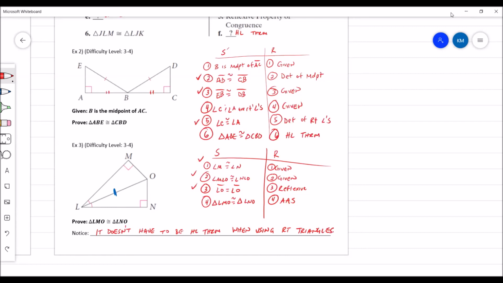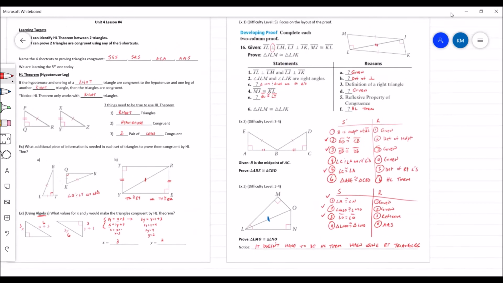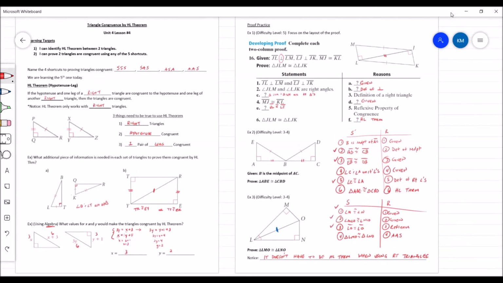Okay? So we now know 5 shortcuts to prove triangles are congruent. Side, side, side, side, angle, side, and angle, angle, side. And we can show those in a proof.